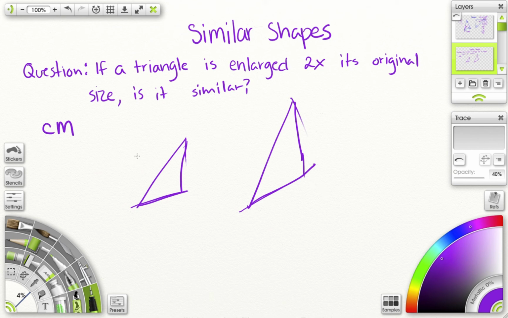I have, let's say this long side here is 8. This side right here, let's say is 7. And this one right here, let's say is 6. Or actually, let's make this a little bit different. Let's make this 5. All right, this triangle right here, let's say this one here is 15. This one here is 10. This one here is 7.